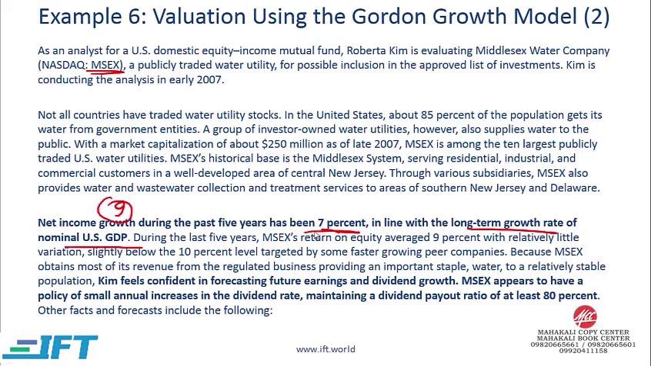But then another question that should come to your mind before you can do this is whether the dividends bear a consistent, predictable, understandable relationship with profitability. And that is indicated here. The analyst feels confident in forecasting future earnings and dividend growth. The company appears to have a policy of small annual increases in the dividend rate, maintaining a dividend payout of at least 80%. So I've highlighted the facts that lead us to believe that the DDM is a good model.